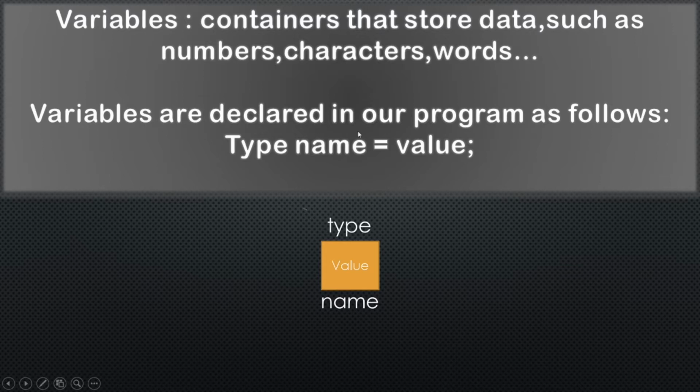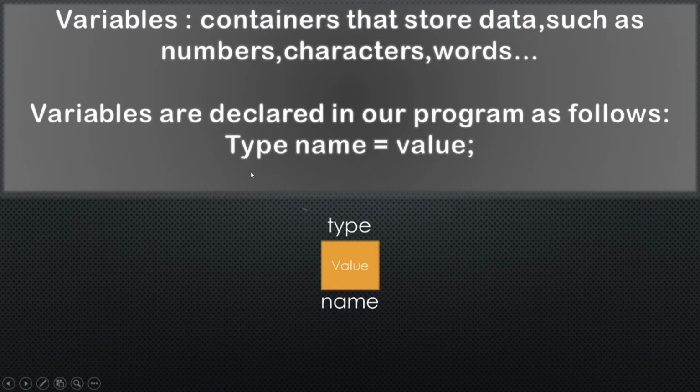Now, variables are declared in our program as follows. We say the type of variable we're going to use. We write here the type. It could be integer, floats. We're going to explain them later in this tutorial, and we name it whatever we want. There is a naming convention, some rules you're going to follow when you name your variable. We're going to discuss them also.